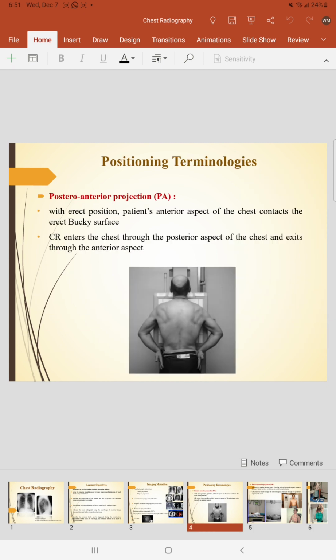Positioning terminologies. Posteroanterior projection, or PA projection. With erect position, the patient's anterior aspect of the chest contacts the erect bucky surface. Central ray enters the chest through the posterior aspect of the chest and exits through the anterior aspect.